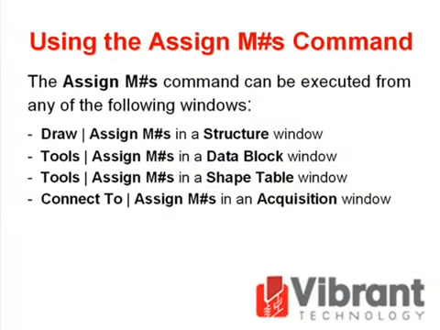The Assign Measurement Numbers command can be executed from any of the following windows: Draw, Assign Measurement Numbers in a structure window; Tools, Assign Measurement Numbers in a data block window; Tools, Assign Measurement Numbers in a shape table window; and Connect to, Assign Measurement Numbers in an acquisition window.